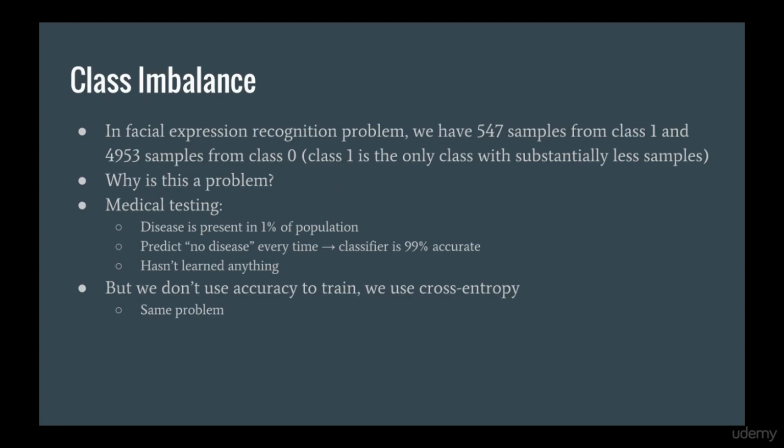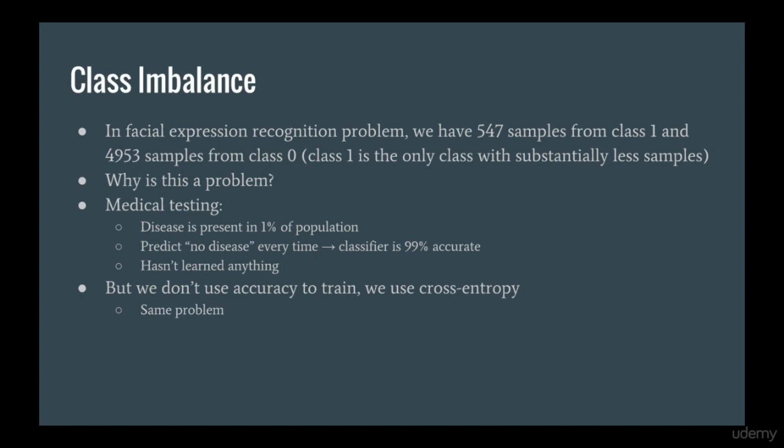In the previous lecture, I mentioned that we only have 547 samples from class 1 and 4,953 samples from class 0. In fact, class 1 is the only class that is severely underrepresented in the data. In this lecture, I'm going to describe why this is a problem for our classifier.